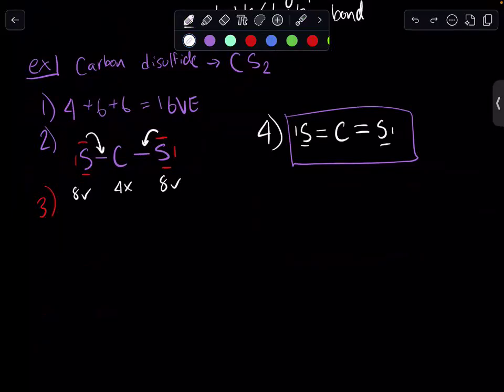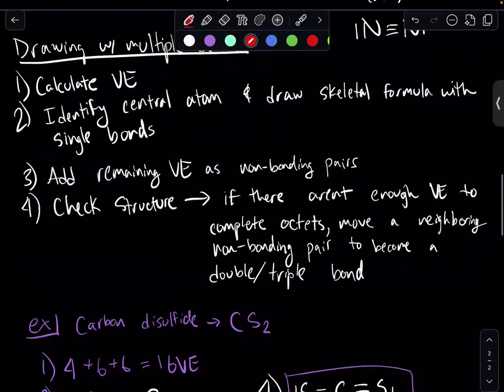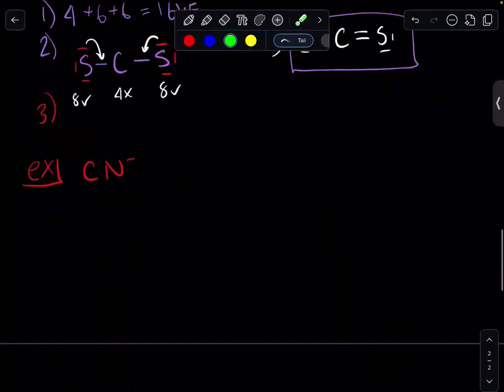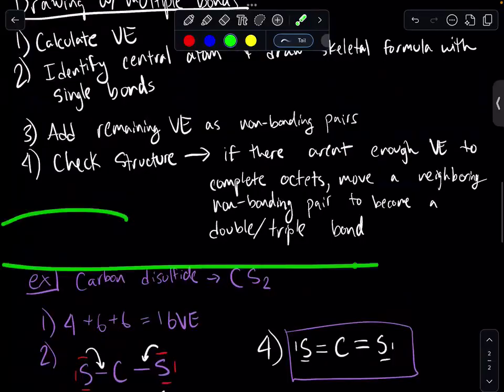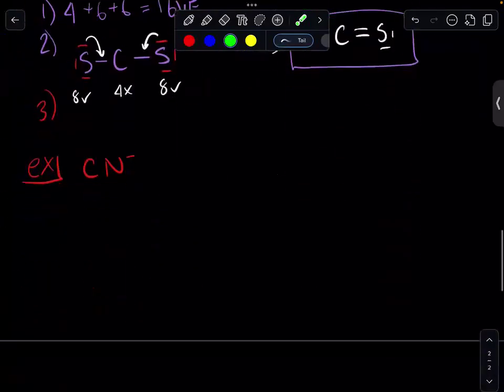Now that we've been able to practice a regular one, let's do one more practice, but let's practice a polyatomic ion, so CN minus, cyanide. So what we're going to do is exactly the same steps as before, but if you remember from polyatomics, we had a step after calculating valence electrons. It was to add or subtract for charge. We also had a final step at the very end, which was adding a bracket with the charge. And we're still going to do the exact same thing.